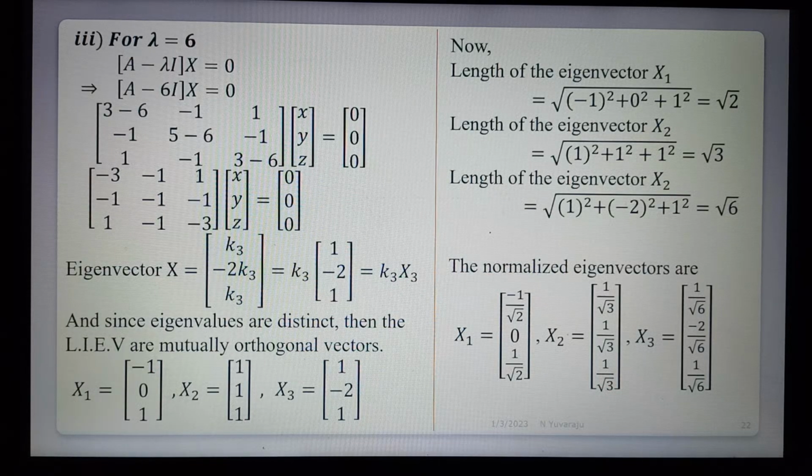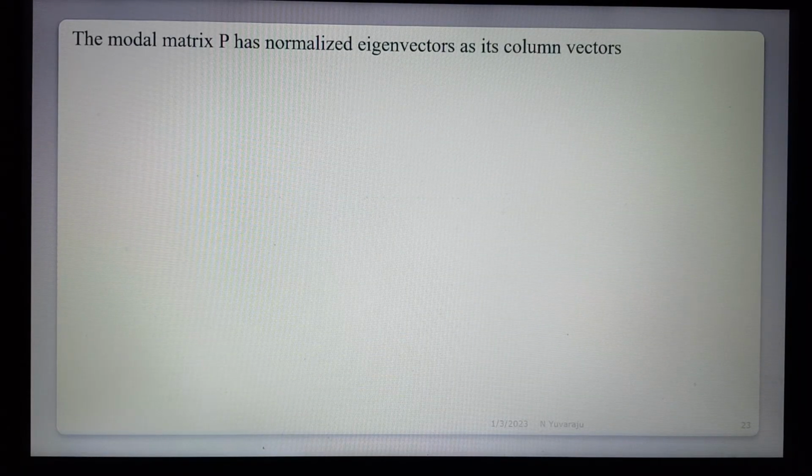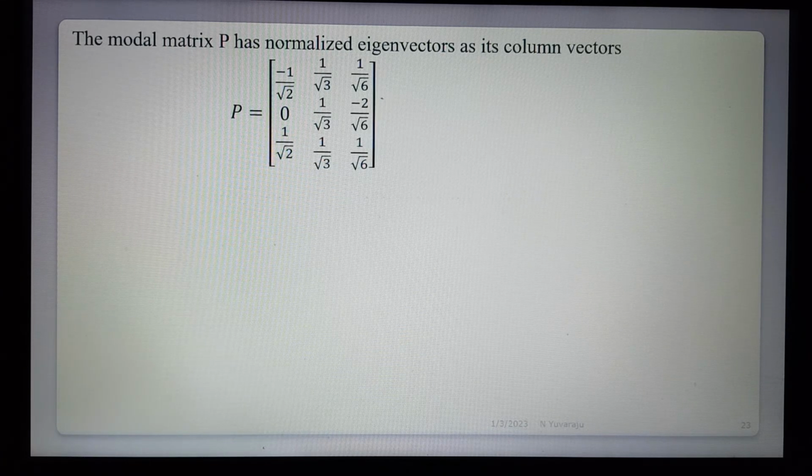What is the modal matrix? The matrix whose columns are the normalized vectors is the modal matrix P. So the modal matrix P has the normalized eigenvectors as its column vectors. This is the modal matrix P: the first eigenvector, second eigenvector, third eigenvector. Next, finding P transpose. We know that D equals P transpose AP. This is a diagonalizable matrix, and the formula is P transpose AP.